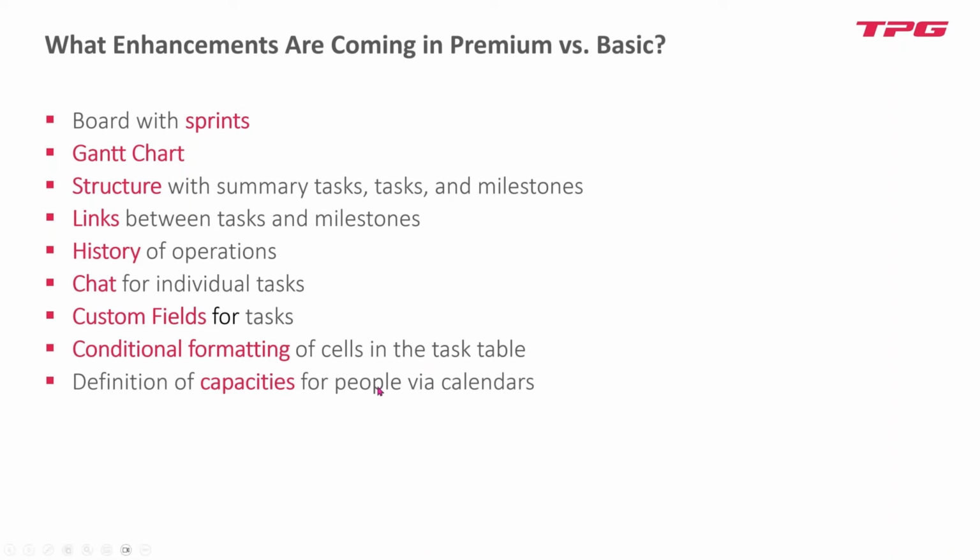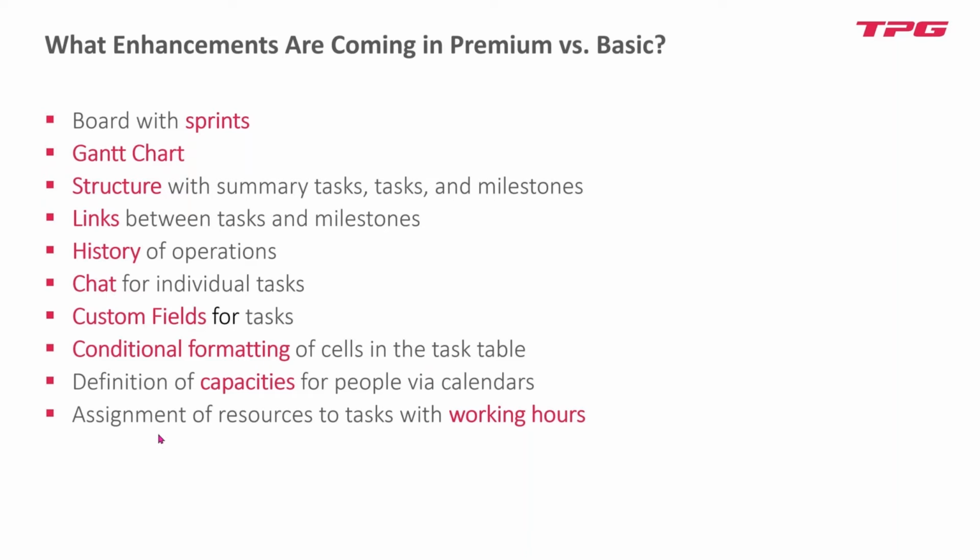Definition of capacities for people via calendars. So you have no possibility in a basic plan to add resources, right? You can have users, so you can add people who work on the tasks, yes, but these are not resources in terms of Microsoft Project, as you may know it, with a capacity. But in Planner Premium, you can have a capacity. That means they have 40 hours a week to work. And once they have more hours assigned than the capacity offers, they get different colors, or they are marked as having too much work.